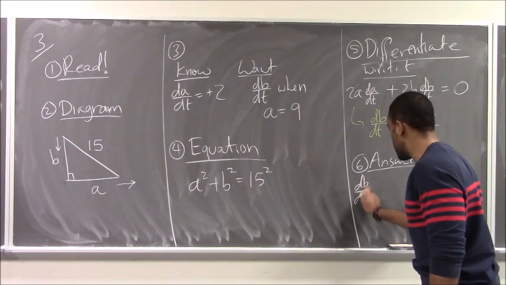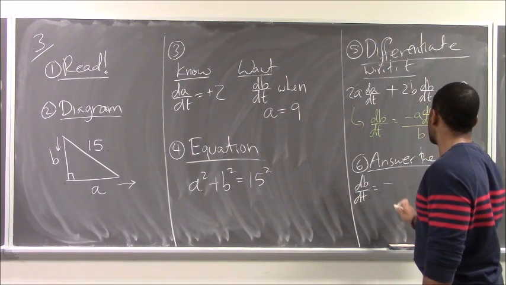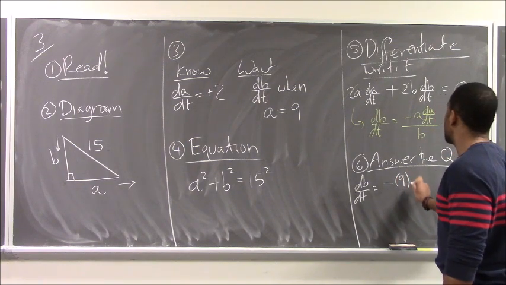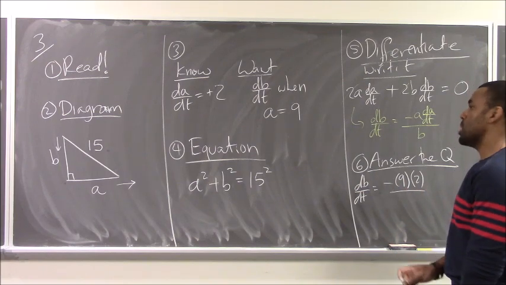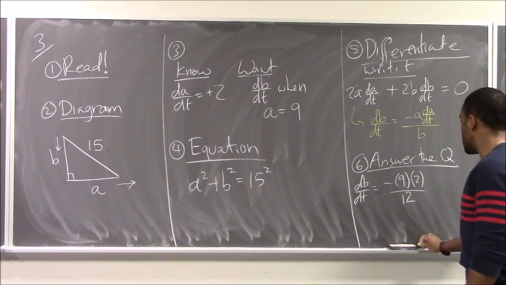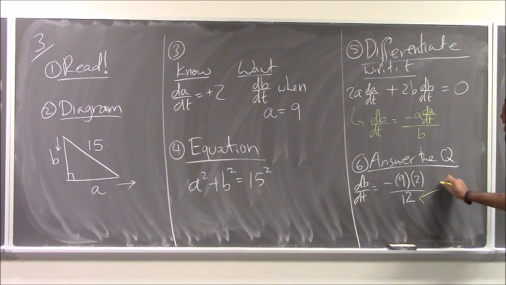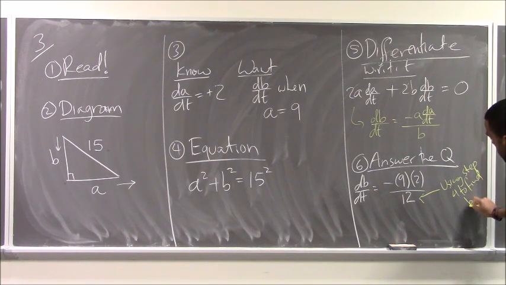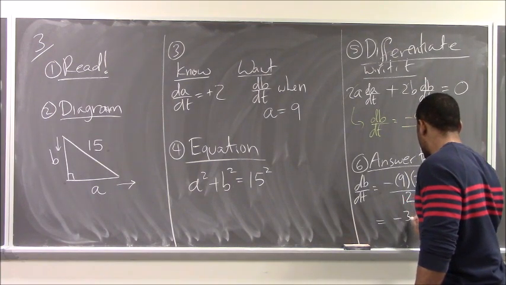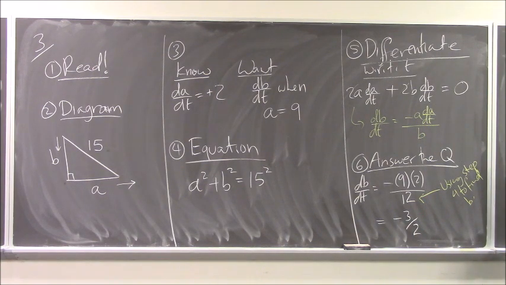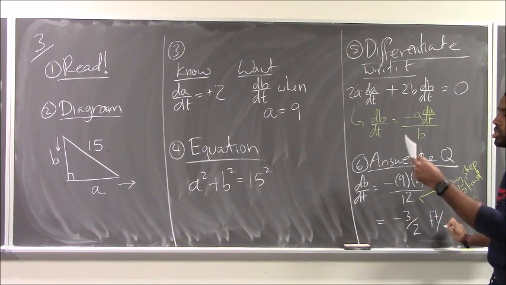And so at this point, we go into step 6, which says to answer the question by plugging in our values. So our dB/dt was equal to minus A, which we know was 9, times dA/dt, which we're told is 2, and over B, where we got that the answer was 12, which we figured out from using step 4. And that pretty much simplified to minus 3 over 2. And the units here were feet per second.